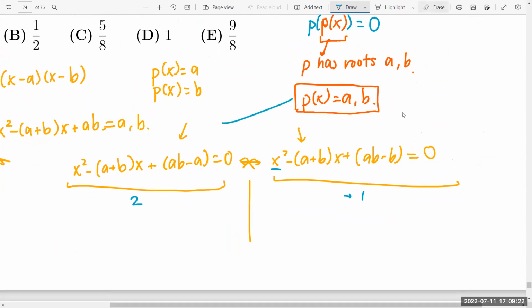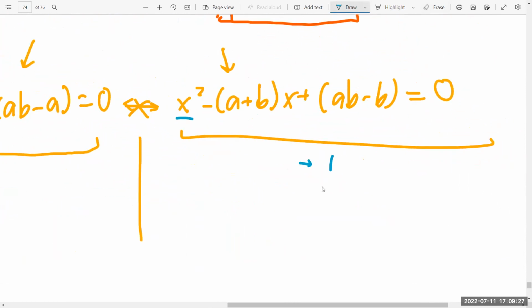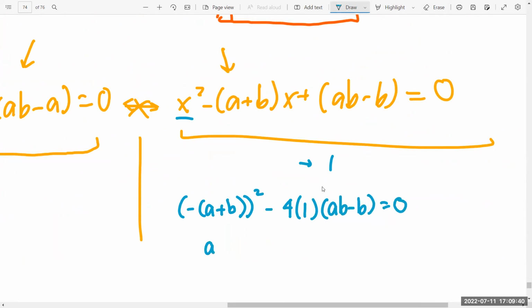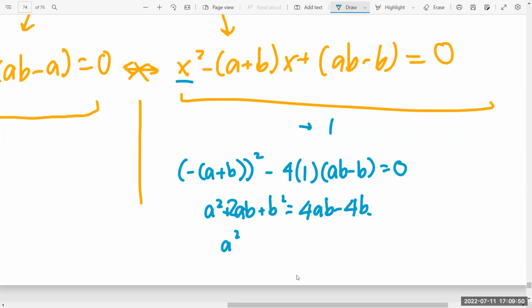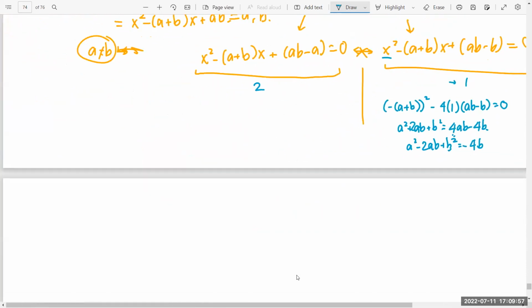So for something to have one root, the discriminant of this quadratic is 0. So if we plug in this coefficient squared minus 4 times first coefficient times last coefficient, this equals 0. So we can write this as a squared plus 2ab plus b squared equals 4ab minus 4b, right? And now this simplifies to a squared minus 2ab plus b squared equals negative 4b. Take the square root of both sides, and we'll continue on the next page.